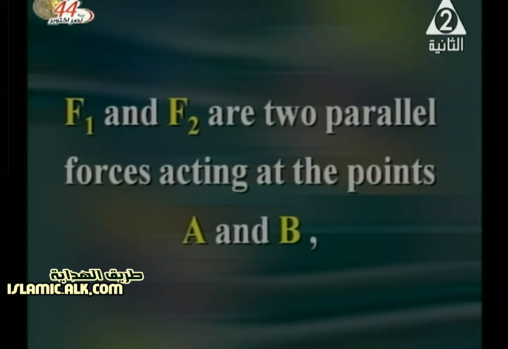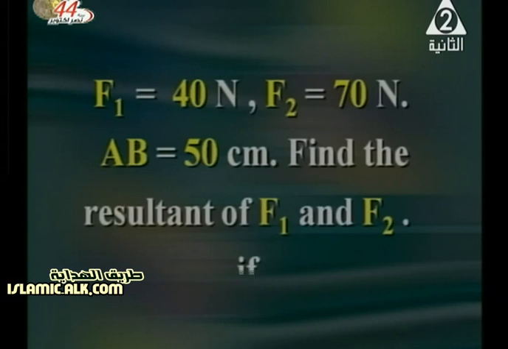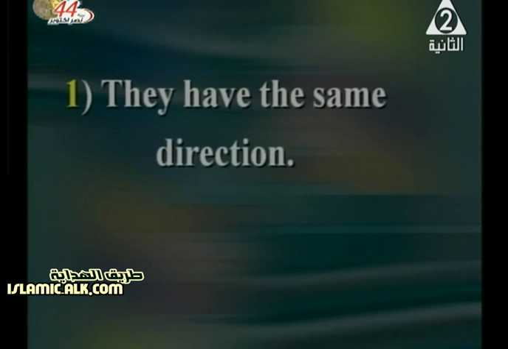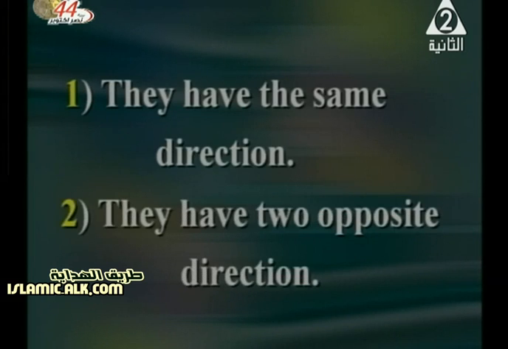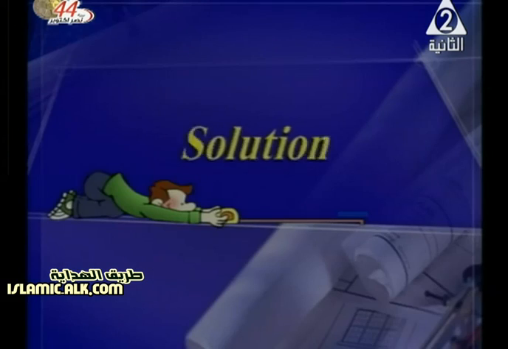F1 and F2 are two parallel forces acting at points A and B. F1's magnitude is 40 Newton, F2 is 70 Newton, and the distance AB equals 50 centimeter. Find the resultant of F1 and F2 in two cases. First, they have the same direction. Second, they have opposite directions. Solution.